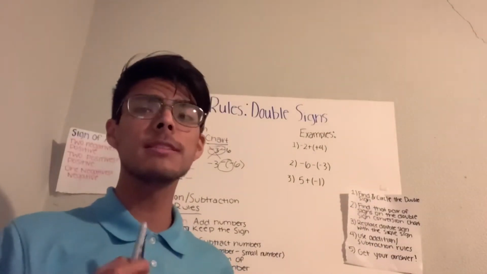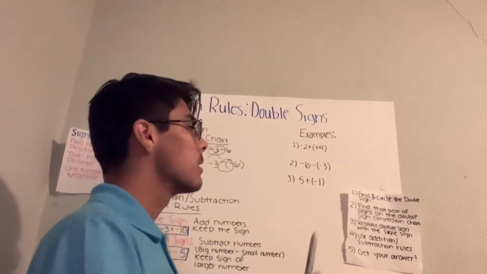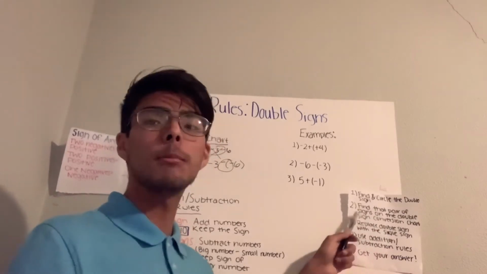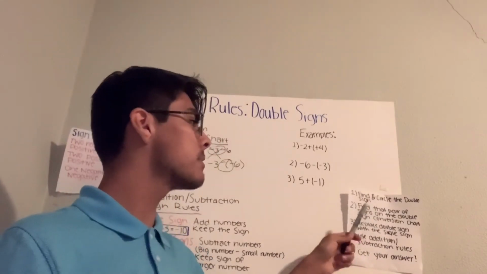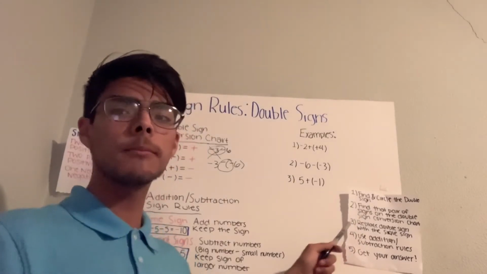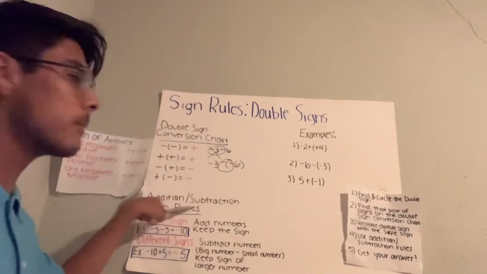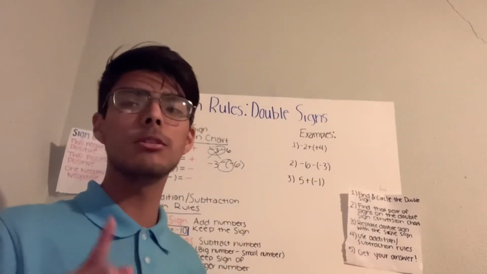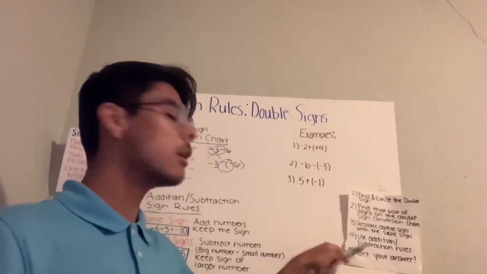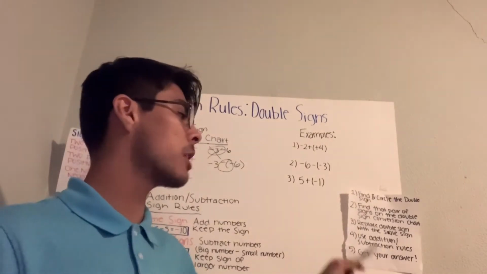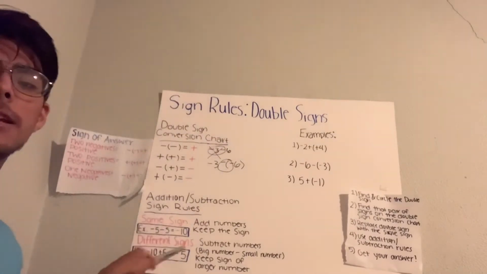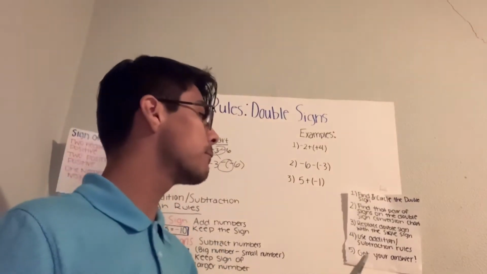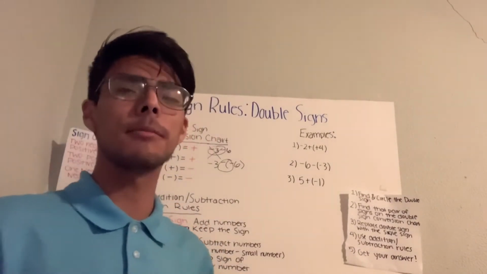So let's move on to the steps on how to solve these problems. So number 1, you're going to find and circle the double sign. Number 2, you're going to find that pair of signs on the double sign conversion chart. So this one right here. Number 3, you're going to replace the double sign with a single sign. Number 4, you're going to use the addition and subtraction rules. So these sign rules right here. So you want to make sure you have both of those written down again. And number 5, you want to get your answer.